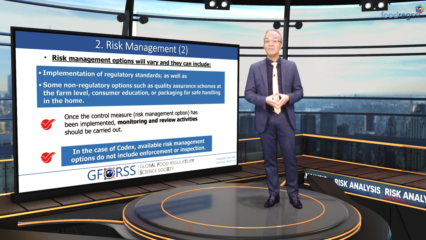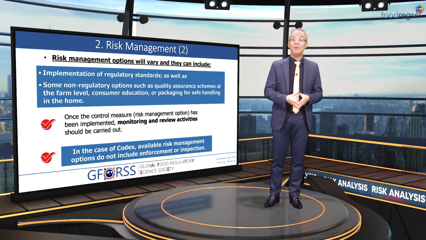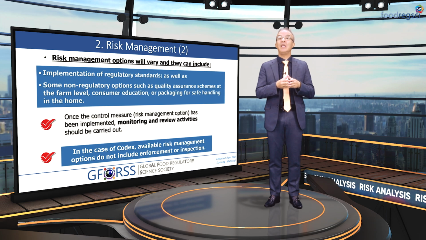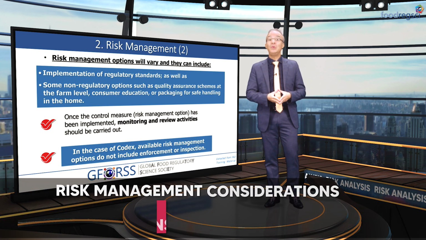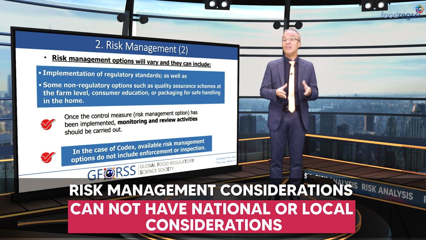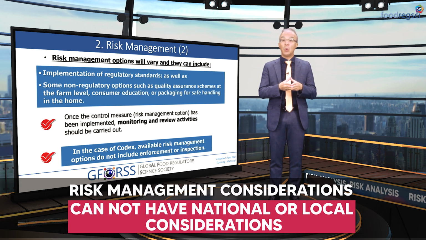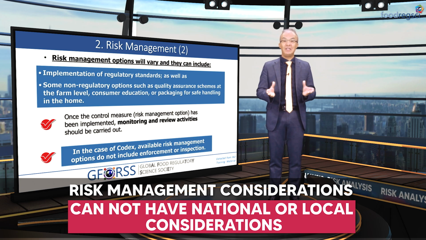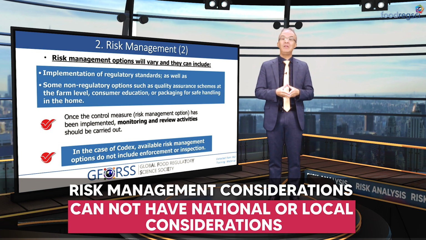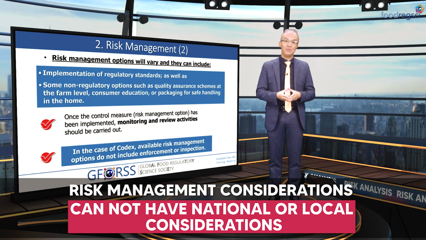In the case of Codex, available risk management options do not include enforcement and inspection. This is left to national governments. Also, risk management considerations cannot have national or local considerations, but ought to have a global validity for international standards and of regional applicability for regional standards.